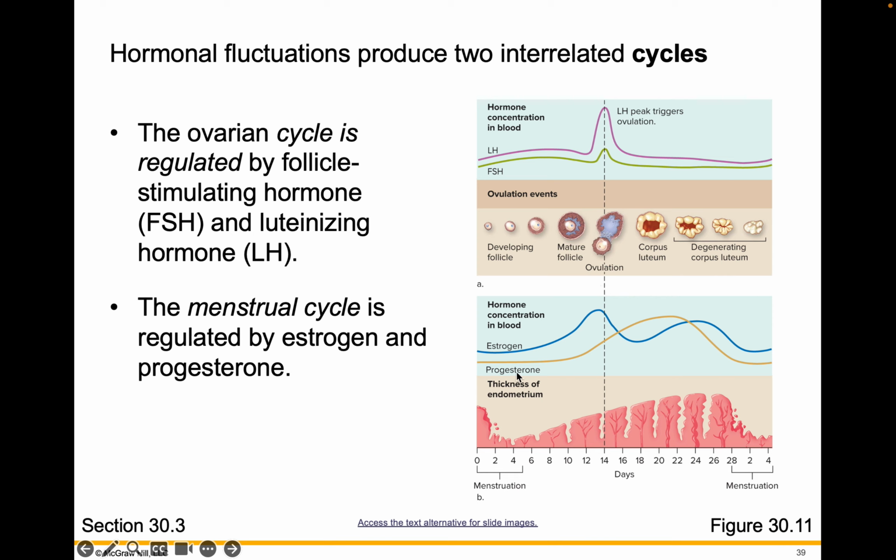All right, the progesterone here, if you notice, as progesterone levels rise, so does the thickness of that endometrium lining. And then as that begins to fall and there's a second spike in estrogen, this is what cues menstruation to occur. The lining is shed and the cycle starts all over.